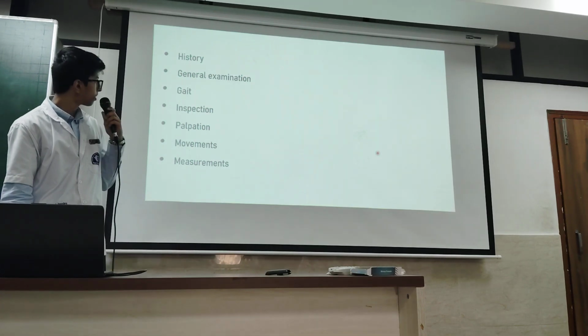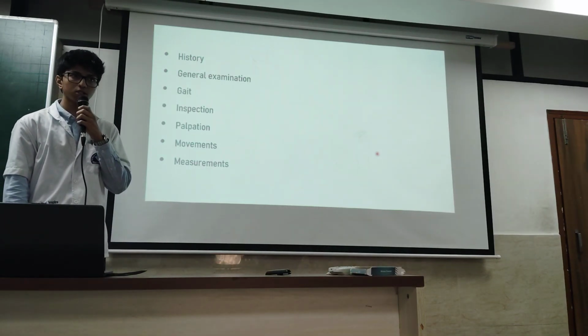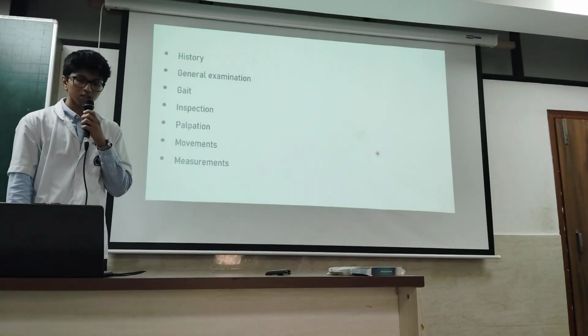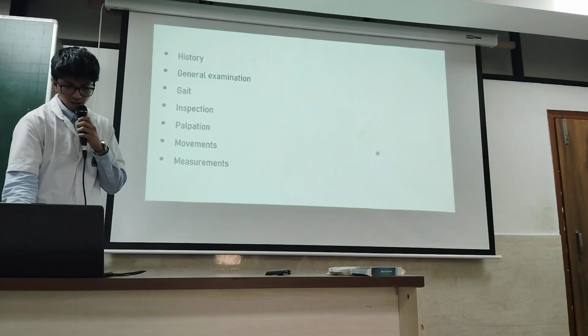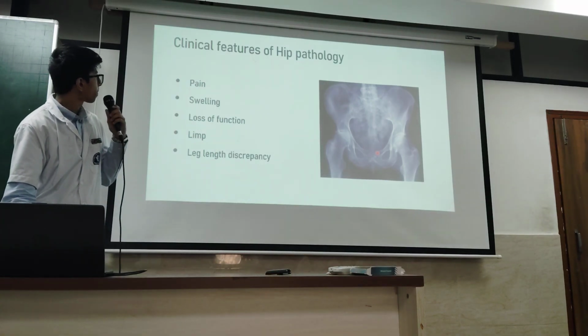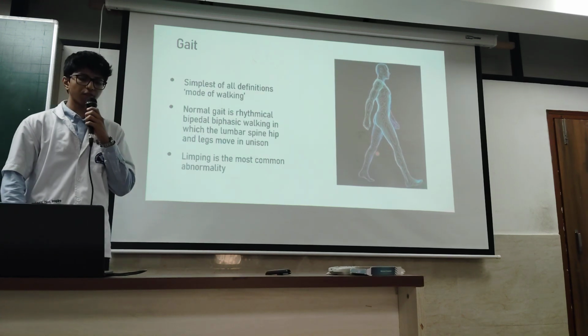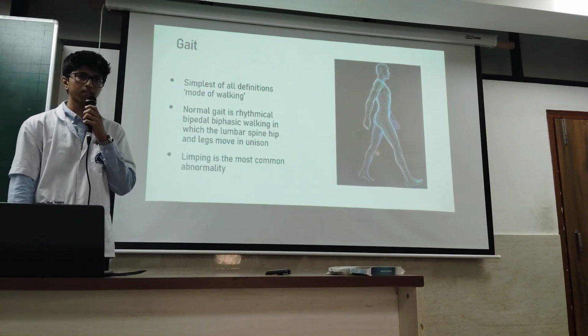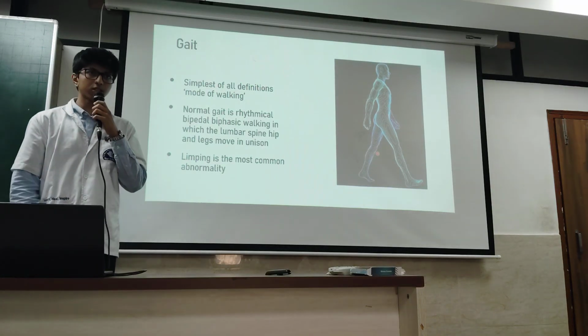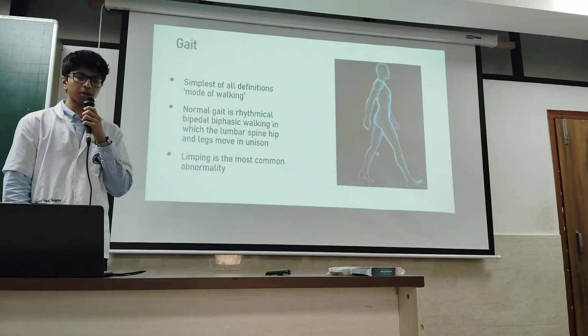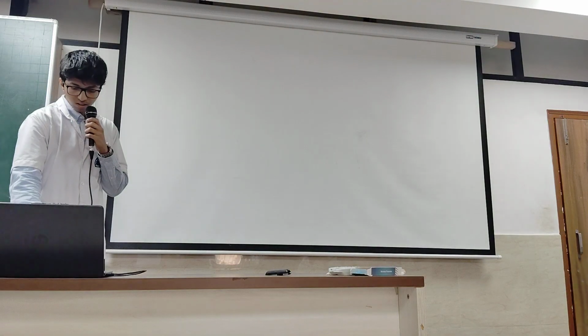Then we move on to general examination. General examination is done to rule out systemic causes. We look for scar, swelling, any inflammation and overall the length of the leg. Then we move on to the gait. So the simplest definition of gait is mode of walking. Normal gait is rhythmical, bipedal and biphasic, in which the lumbar spine, hip and legs move in unison. Limping is the most common abnormality the patient presents with, which may be antalgic.